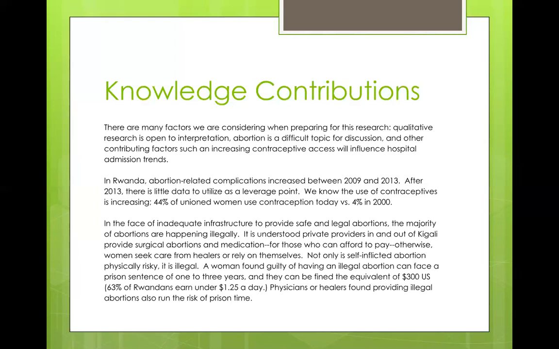We know that abortion-related complications have increased between 2009 and 2013, and in 2013 there was little data to utilize as a leverage point. We also know that they've seen a huge increase in contraception for married women from that time. It's jumped from 4% to 44%, which is pretty astronomical.